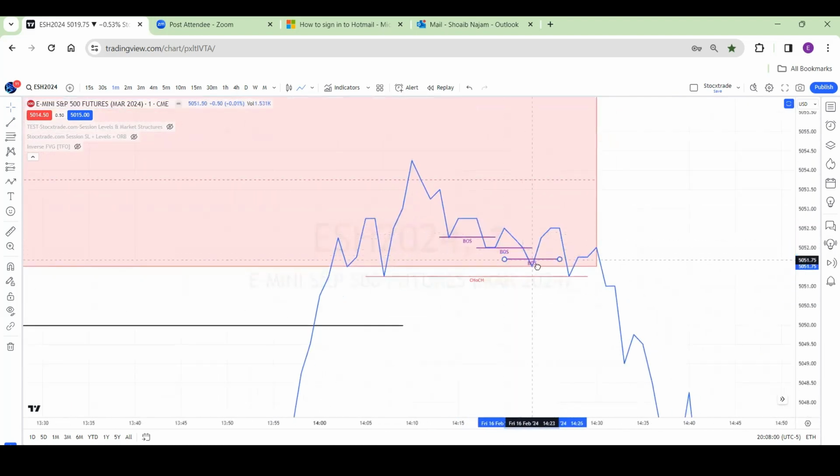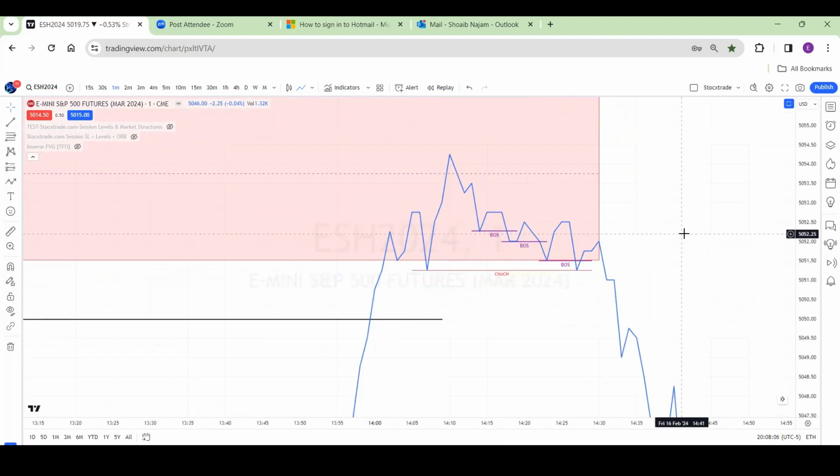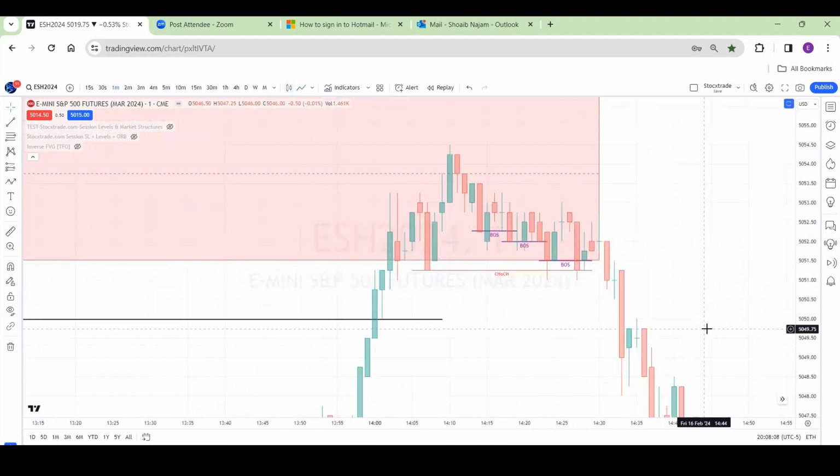Shoaib bhai, yeah. I think generally shouldn't we need to find the CHoCH first and then the breaks of structure? Why is it reversing here? Yeah, did I miss anything, Irfan bhai?